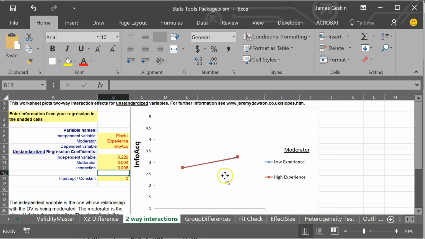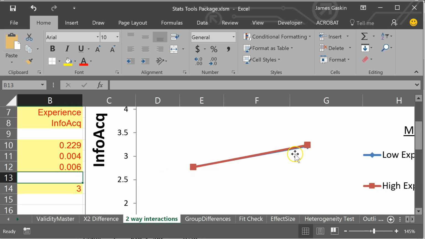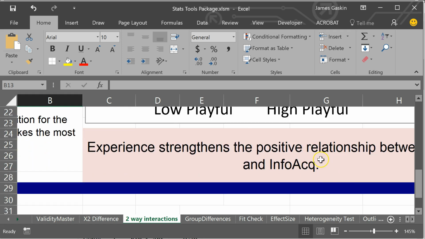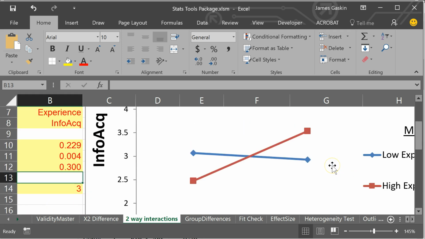And you can see there is absolutely nothing going on. You can't see it, actually, probably, because the blue line is hiding behind the red line, which means there is zero difference. Experience does not strengthen that relationship one iota. If it did, like say this was a 0.3, then you'd see something going on, differences, and I've interpreted it for you down here if you need it. Okay, so there's that.